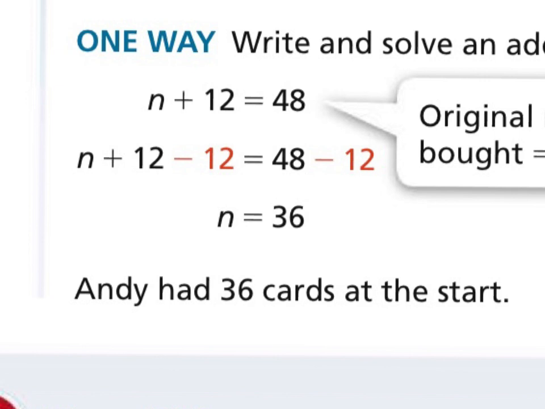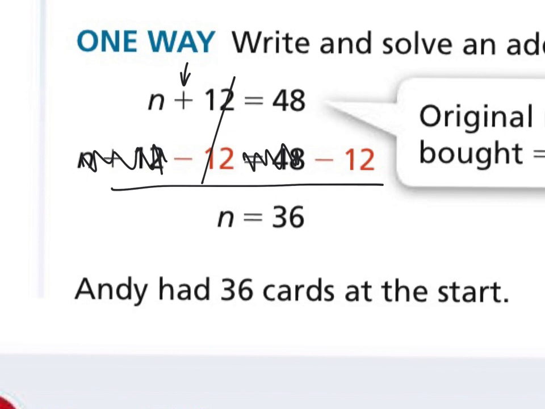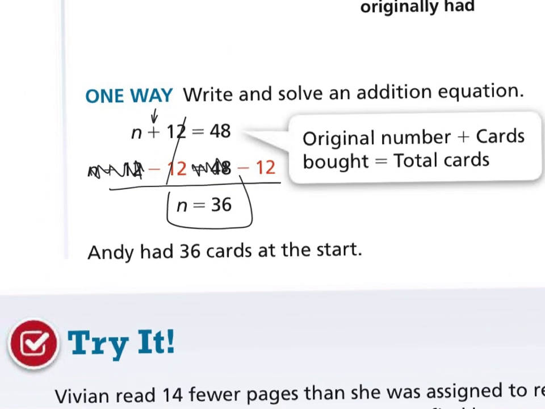For this one, to solve for n, they're adding on the side with the variable, so we need to subtract. So we subtract 12 on both sides, and then 48 minus 12 is 36. So that would tell us that Andy has 36 cards at the start.